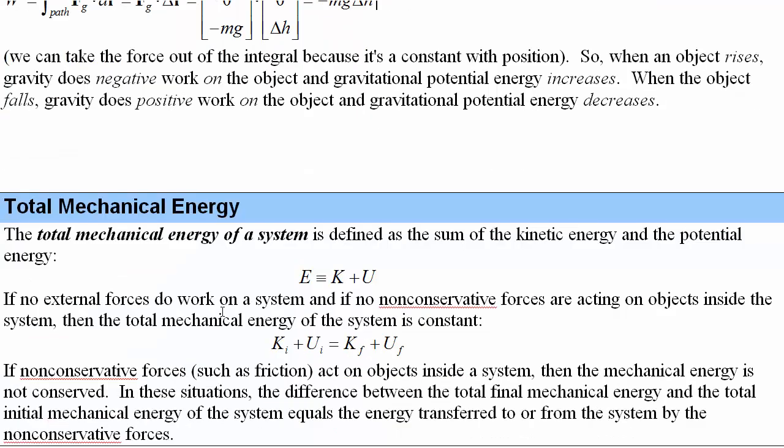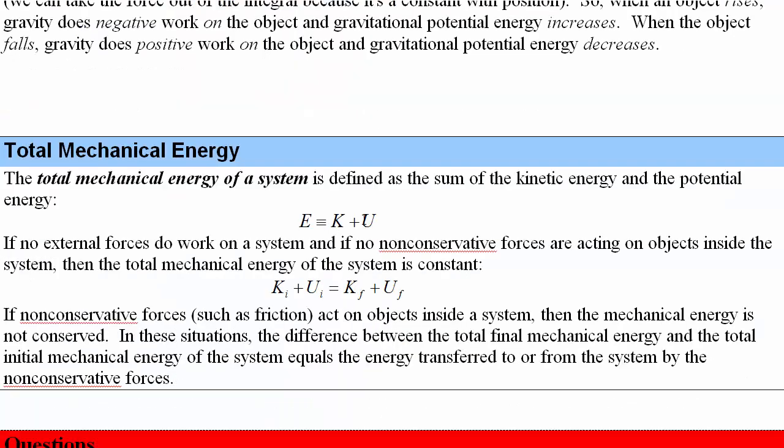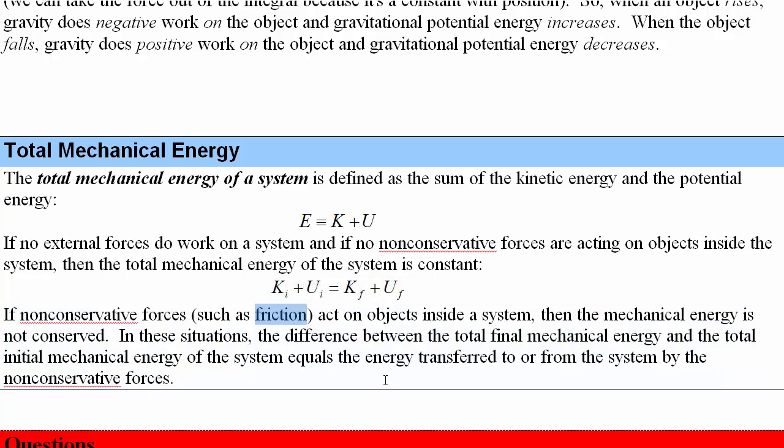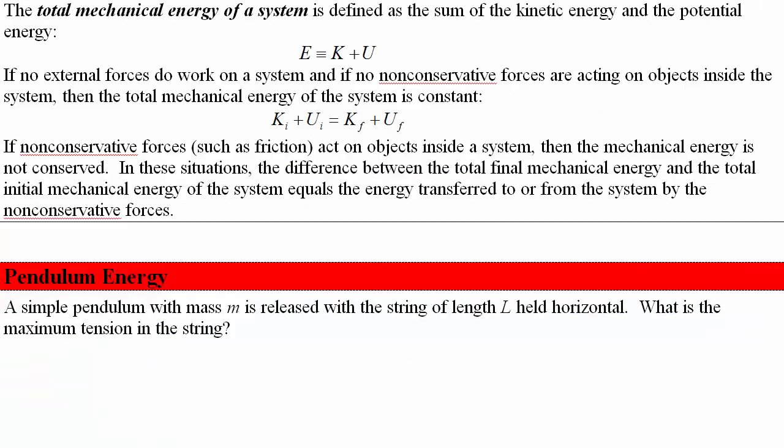Total mechanical energy is just the sum of kinetic and potential energy. Total mechanical energy of a system is conserved as long as no non-conservative forces like friction act on the system. We'll look at an example later on today where it gets very complicated because of a non-conservative force that varies with position. First question today, pendulum energy.